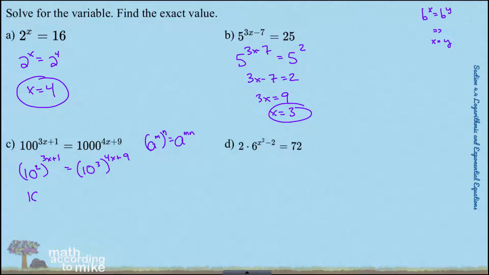So on the left, we now have 10 to the 6x plus 2. Be sure you distribute that 2 through. And on the right, we have 10 to the 12x plus 27. Again, distribute the 3 through. That's fun to say, 3 through. Since we have a common base on both sides, we can set that exponent to be equal to each other. Bringing the 27 to the left, the 6x to the right, we get negative 25 equals 6x, which means that x is negative 25 sixths.